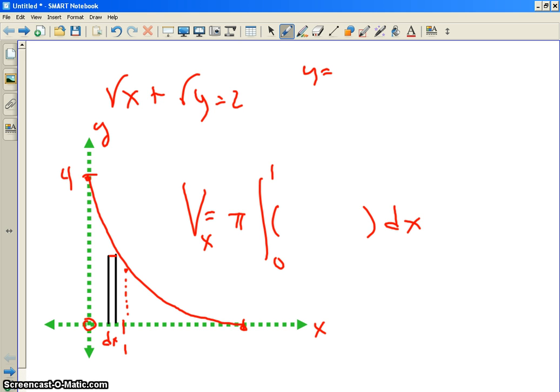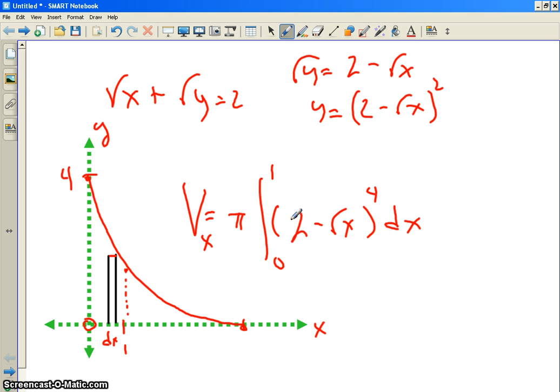Rad y alone is 2 minus rad x. So I want to get y, and so square both sides: y is 2 minus rad x, squared. But remember we said that the y value is the radius, so what are you going to do with this? Square it, so it's 2 minus rad x to the 4th.